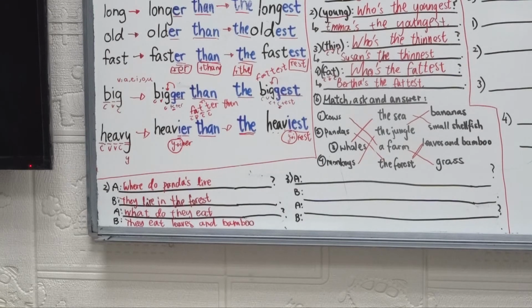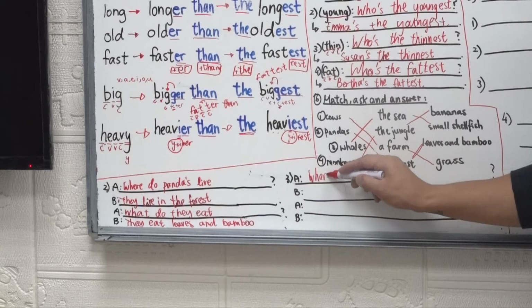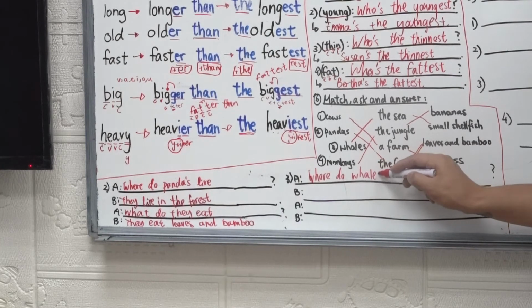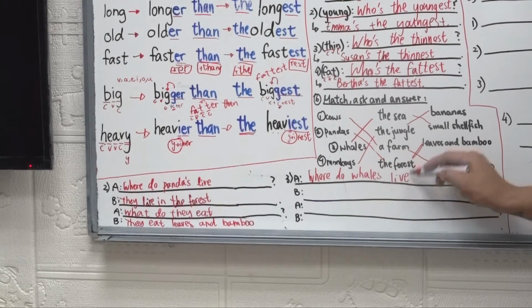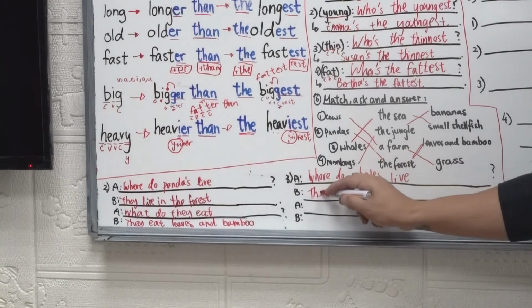Alright, so for question number 3, we refer to over here. Question number 3 is whales. So same question for A: Where do whales live? And then you answer this by yourself. Very easy. How? Always start the answer the same, right?